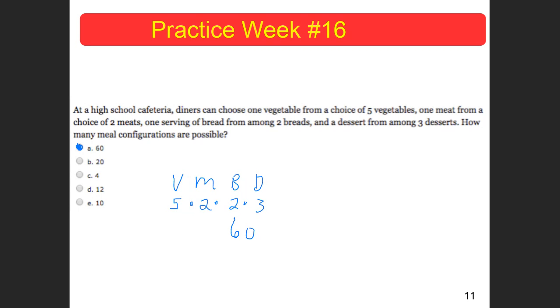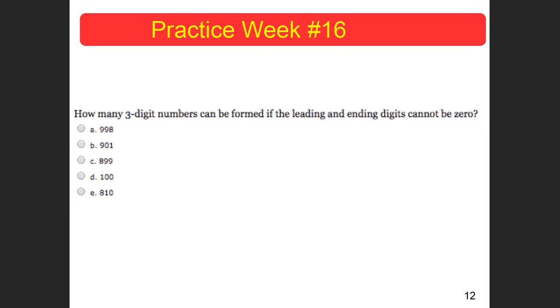All right, the next problem I'm going to let you guys try. It says, how many 3-digit numbers can be formed if the leading and ending digits cannot be 0? Okay, so how many are there? I'll show you how I would do it, and I'll see what you guys get for an answer first.